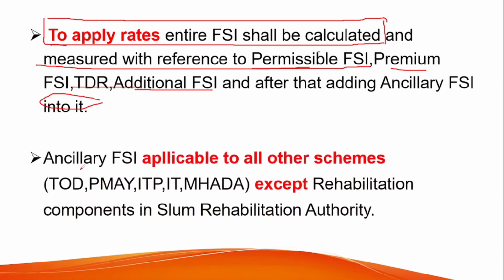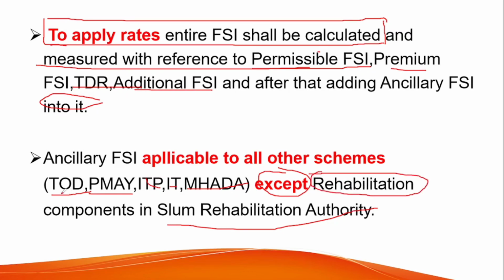The next point is ancillary FSI applicable to all other schemes, that is transit oriented developments, Pradhan Mantri Awas Yojana, ITP, IT, MHADA. The only exception is SRA, that is Slum Rehabilitation Authority. And the exception there is the rehabilitation components in the Slum Rehabilitation Authority, which is included by some amendments given in the UDCPR.